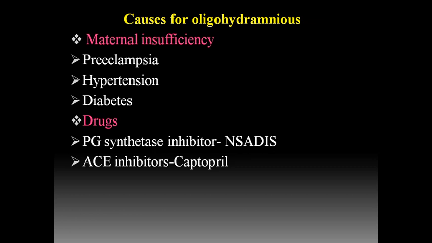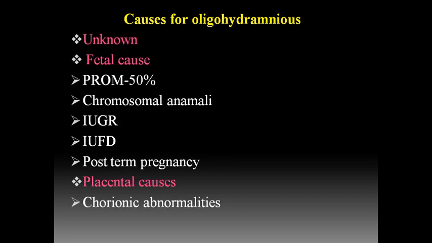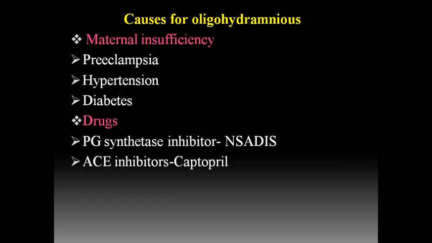These are some of the causes for oligohydramnios. The first cause is unknown. We don't know the exact reason, but some of the risk factors are fetal causes, placental causes, maternal insufficiency and drugs. These are some of the causes for oligohydramnios.